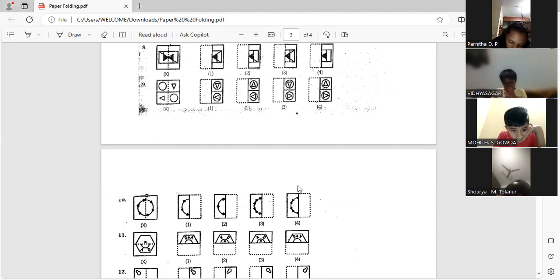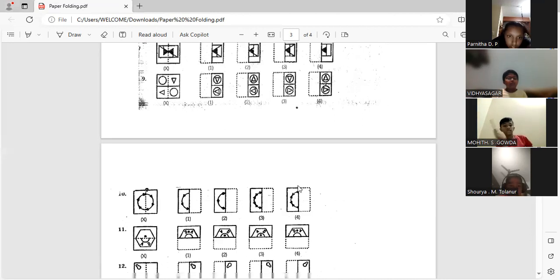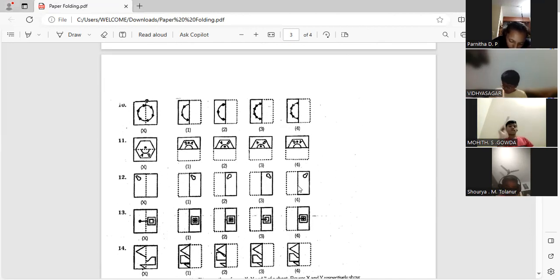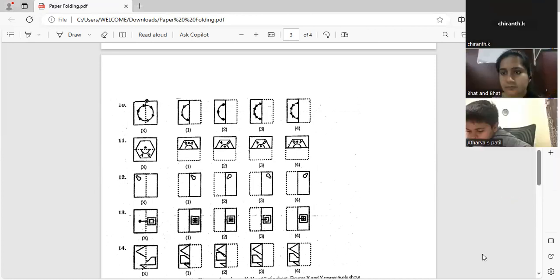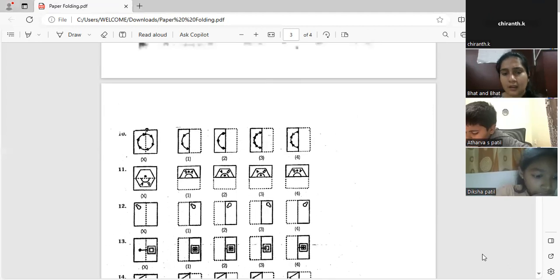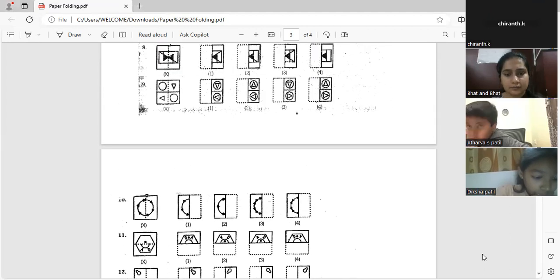Ma'am, can you scroll a little down? One minute. Ma'am was reading the last option of the ninth one, ma'am. Atharva, you already scrolled? I'm giving you so much time. Okay, write fast.